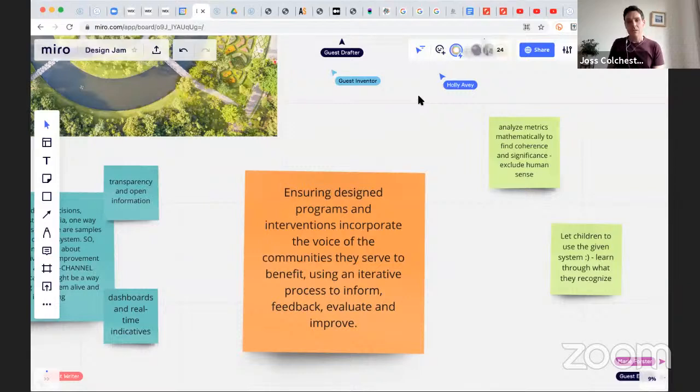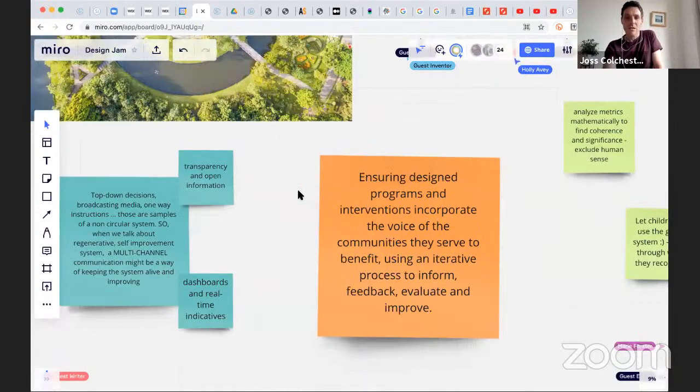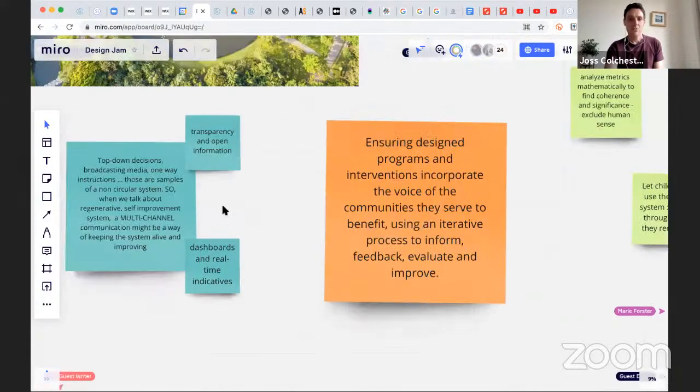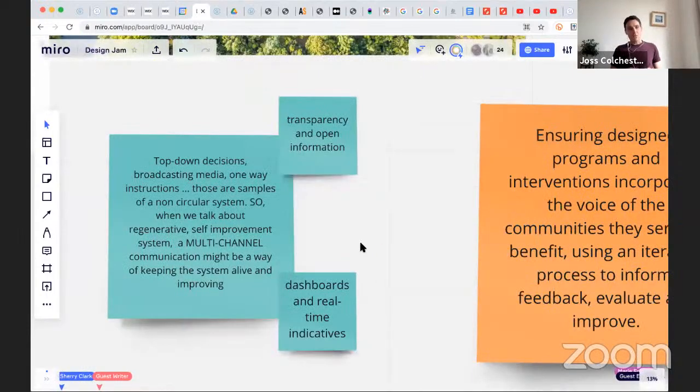So ensuring design programs and interventions incorporate the voice of the community they serve to benefit, using the iterative process to inform. Yeah, okay, and that kind of applies to everything we design, like letting people see the impact they're having, the input, the effects of it. Okay, transparency and open information. Yep, top-down decisions, broadcasting media, one-way instructions. Those are simple samples of a non-circular system. So when we talk about regenerative self-organizing systems, multi-channel communication might be a way of keeping the system alive and improving.